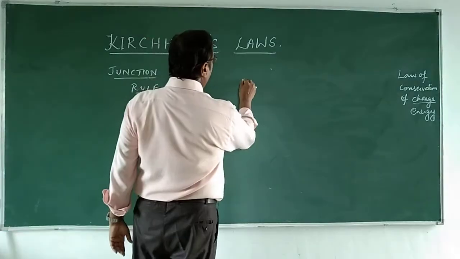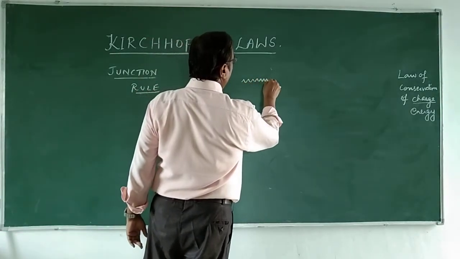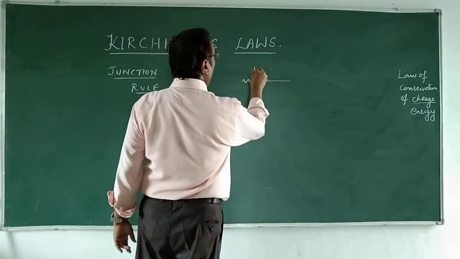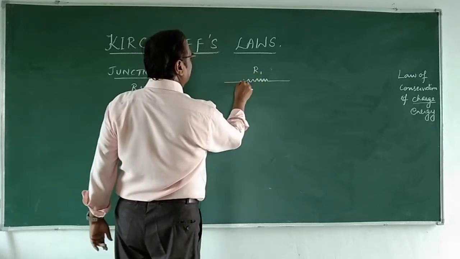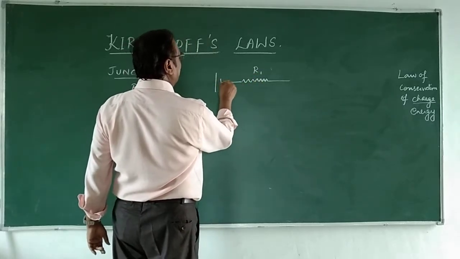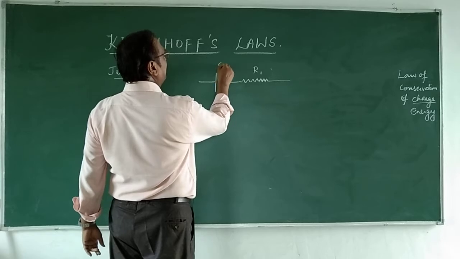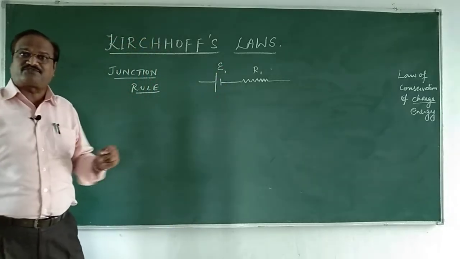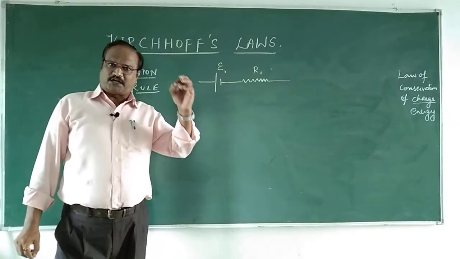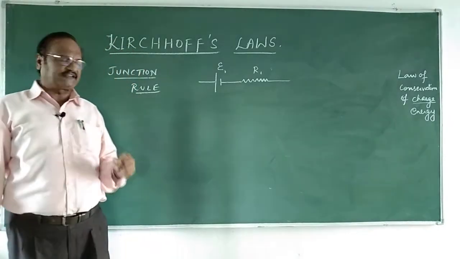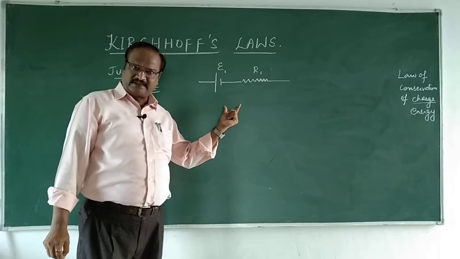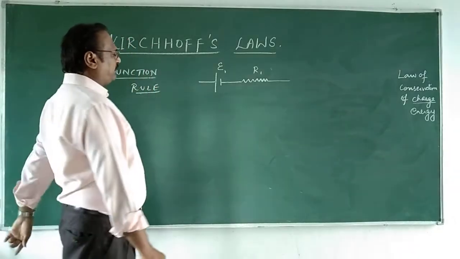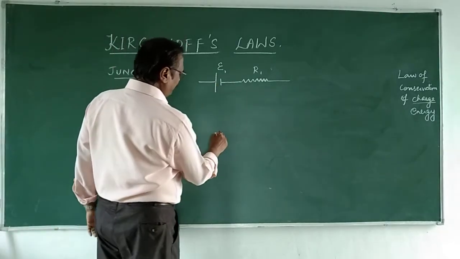In this network, there is a resistance, I call it R1. Here it is connected to a cell, which has epsilon 1. Epsilon 1 is the EMF. EMF is equal to the potential difference when no current is drawn from the cell. That is what we did in the previous video.